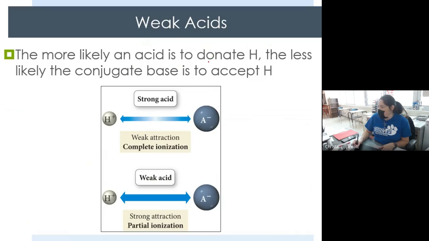So the more likely an acid is to donate a hydrogen, the less likely the conjugate base accepts the hydrogen. So with a strong acid, most of it will be over here. With a weak acid, it's only partially ionized.